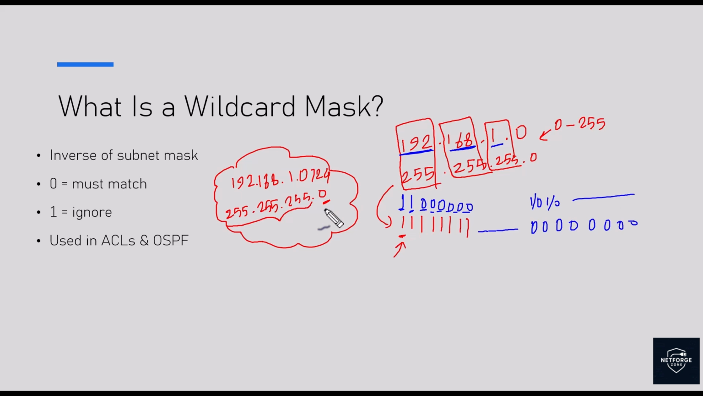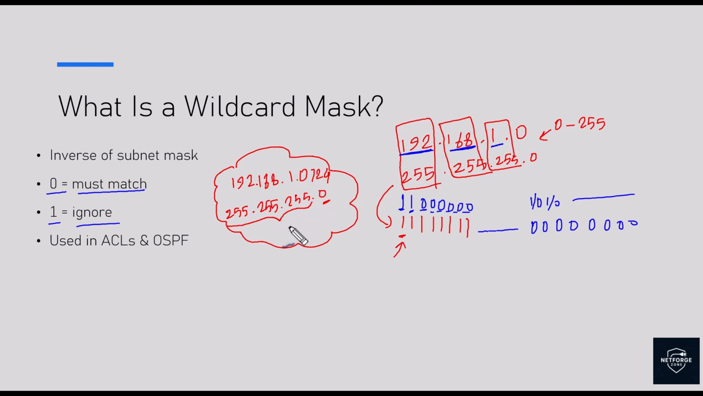Now let's convert this to a wildcard mask. Every 1 in the subnet mask changes into 0, and every 0 changes into 1. Now 0 means you cannot change anything about the address, and 1 means yes, you can change it. In other words, 0 means must match, and 1 means ignore whatever is there, I don't care. Must match means no, it should not be changing. Okay, so this is the basics of wildcard masks.